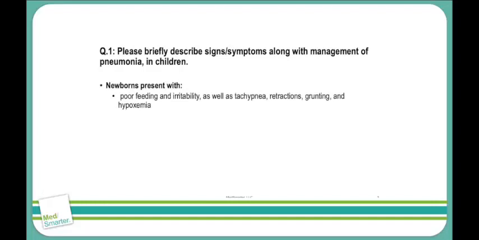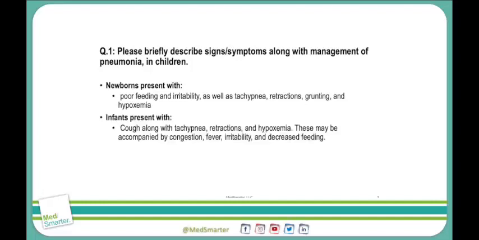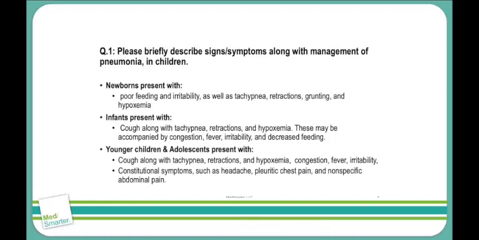They will present with poor feeding, irritability, tachypnea, retractions, grunting, and hypoxemia. Whereas infants are going to present with cough along with tachypnea, retractions, hypoxemia, and these may be accompanied by congestion, fever, irritability, and decreased feeding. Now older children, like younger children or children in adolescence, will present with cough along with tachypnea, retractions, hypoxia, congestion, fever, irritability, and they will also have constitutional symptoms such as headache, pleuritic chest pain, and non-specific abdominal pain.